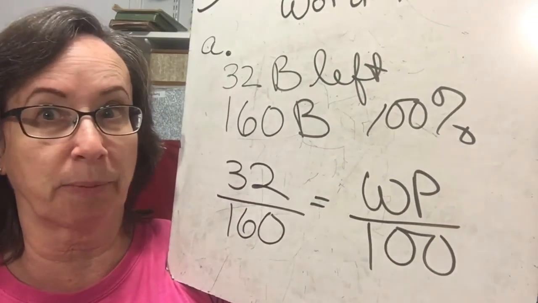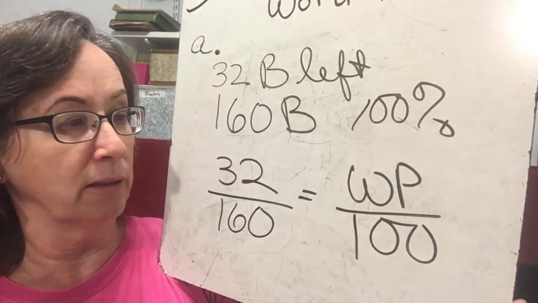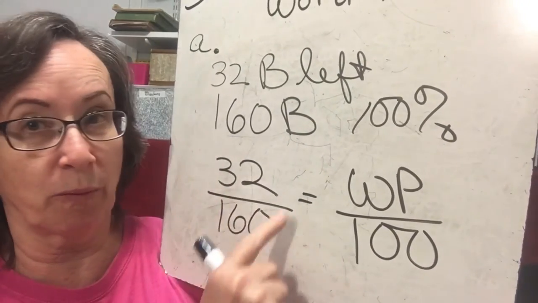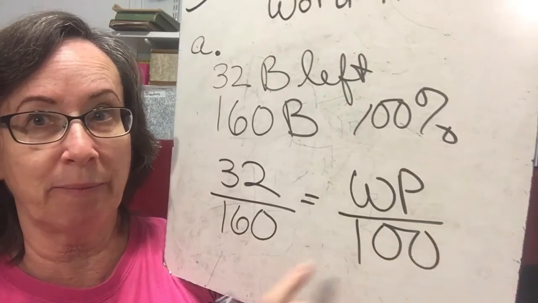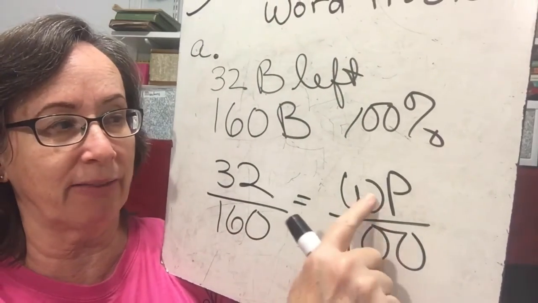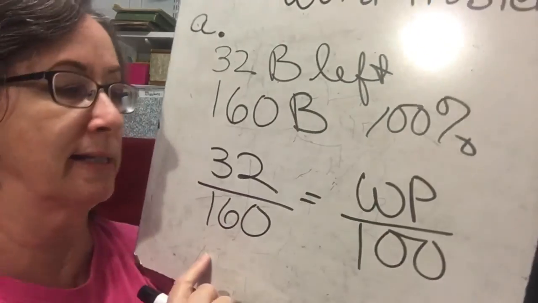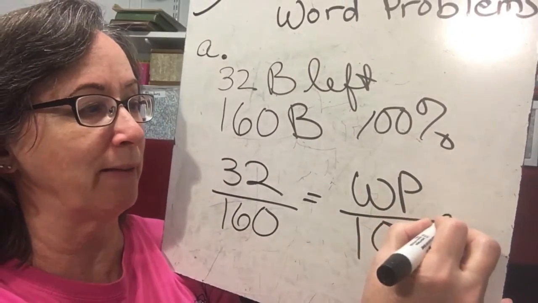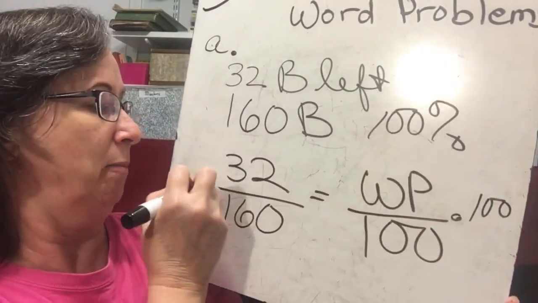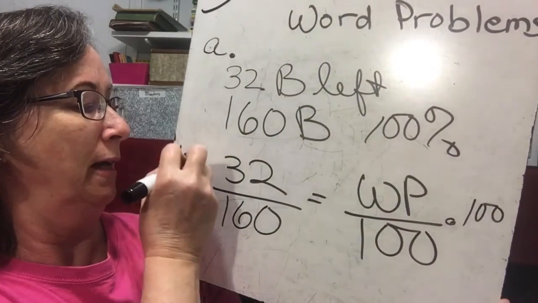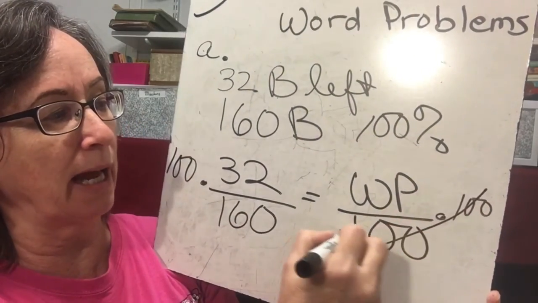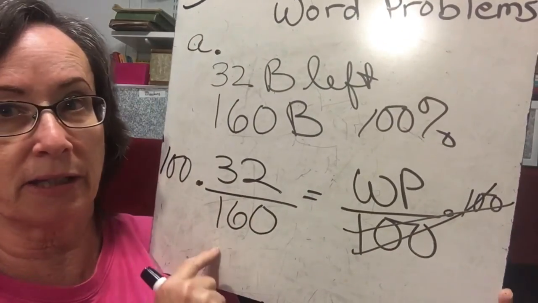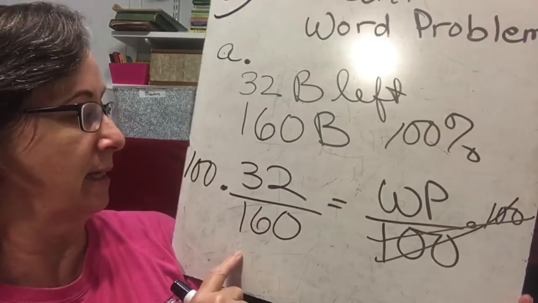This is a perfectly great way to work it out. The other way to work it out would be to start with this, multiply both sides by 100 to get the what percent by itself. I'm going to end up doing that anyway, aren't I? So I'm going to multiply this side by 100 and this side by 100, because then that gets my unknown quantity by itself. And all I have to do is a little bit of math.